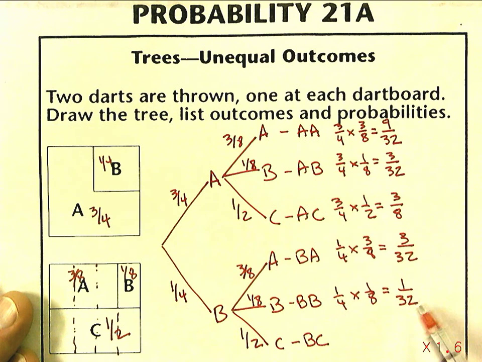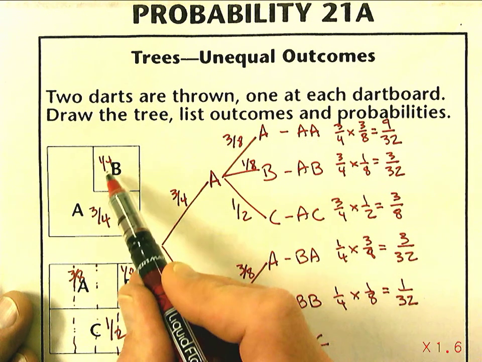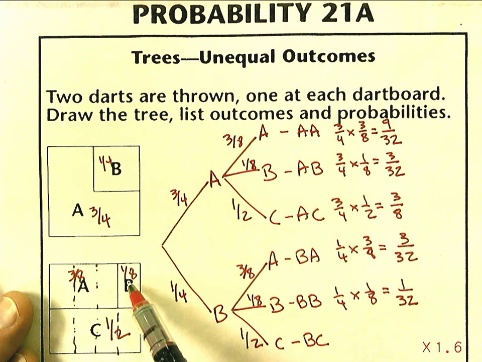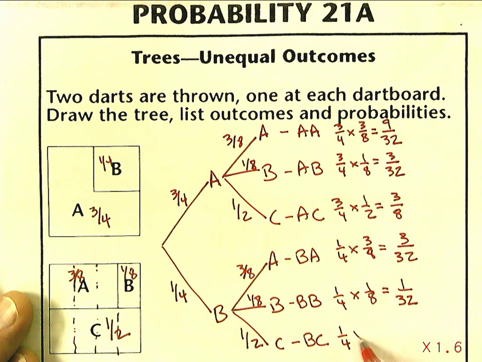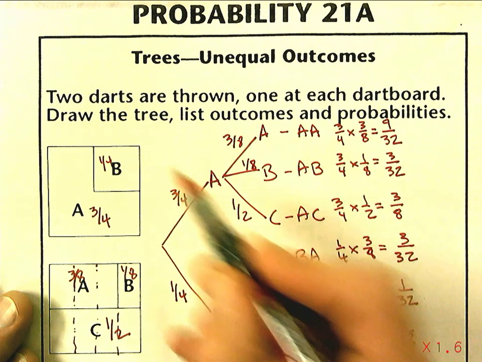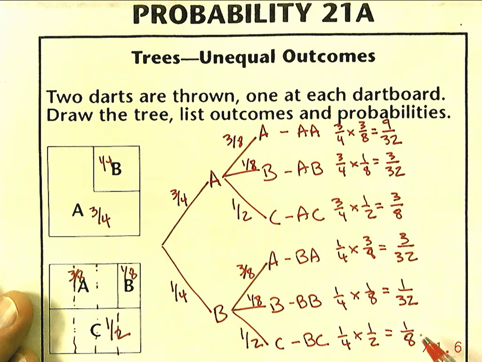And again, that's the least likely because you have the B's both being the smallest portions of each of the two dartboards. And so those are your least possible outcomes. And then your last one, B, C, 1/4 times 1/2, or 1/8. Since the C is half, you actually have a fairly good chance of hitting the C. Not quite as good a chance because the B is smaller. And so there are your 6 different probabilities.